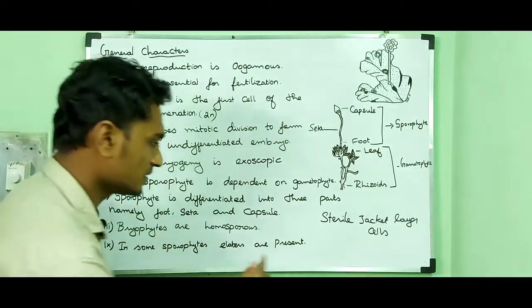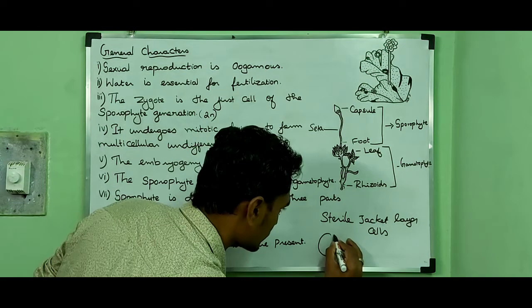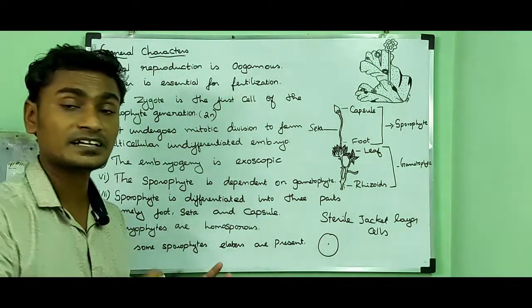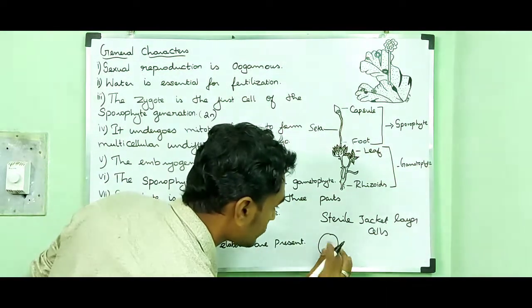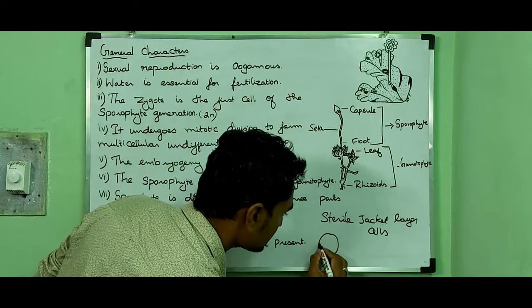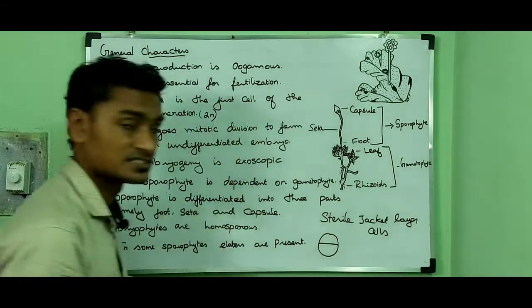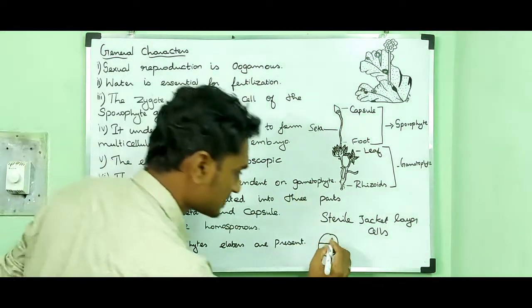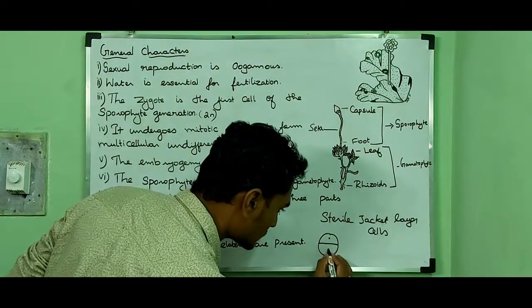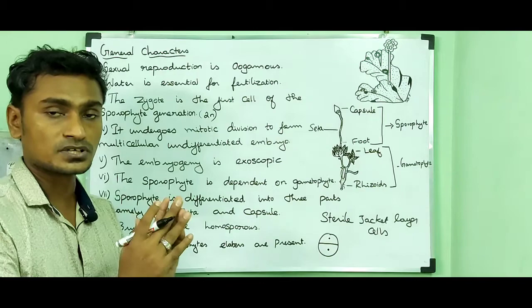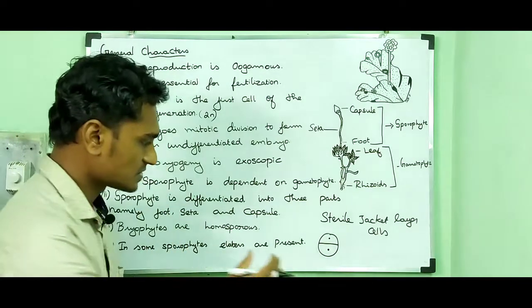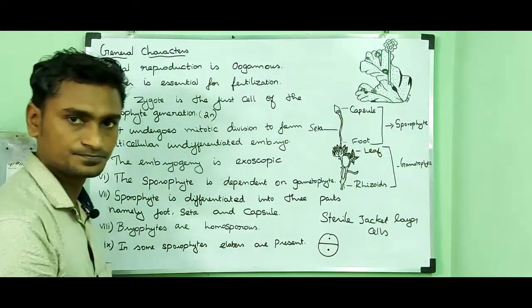What does exoscopic mean? Consider it is a zygote. It enters mitotic cell division. This cell division takes place transversely. So how many cells does one cell become? Two cells. One cell becomes two cells. So it has become two cells.